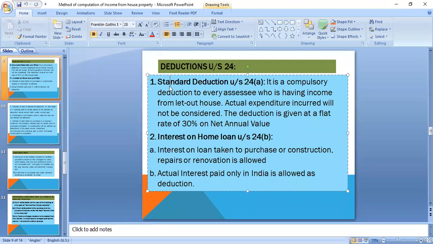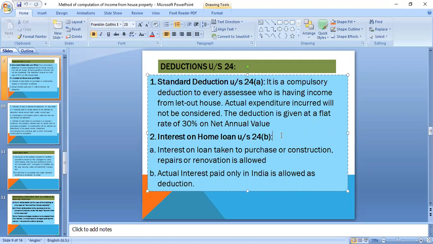That means 1,20,000 you received as rent. From that, 20,000 you paid as municipal tax. So you got 1 lakh. On 1 lakh, only 30% will be allowed as a deduction for maintenance. That is called the standard deduction under section 24A.